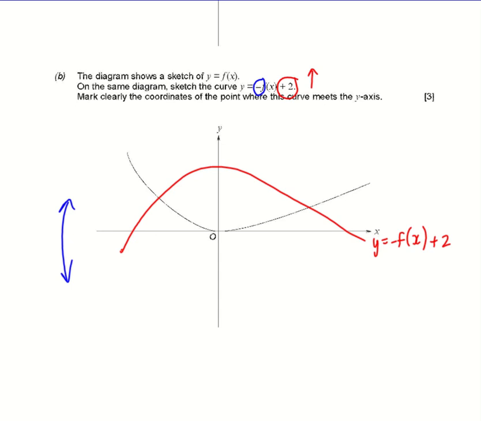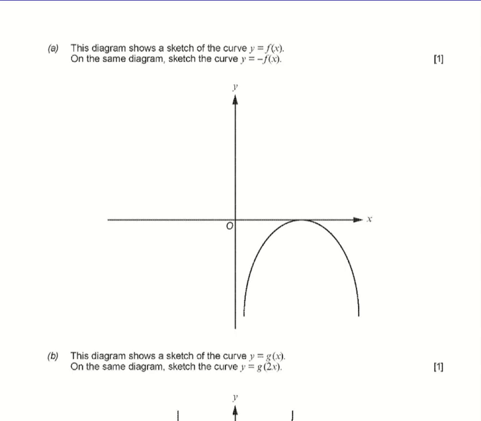Now I haven't forgotten to do something. I haven't marked on my axis the number 2 to say that I went up 2. Okay. Not many more of these. How many have I got? Oh, last page actually. Okay.